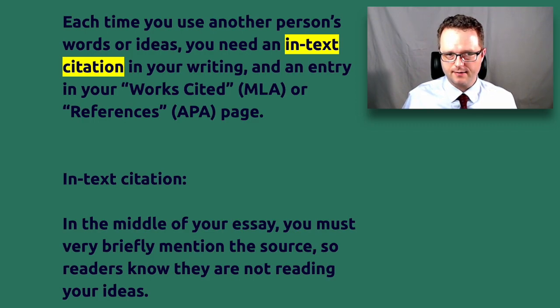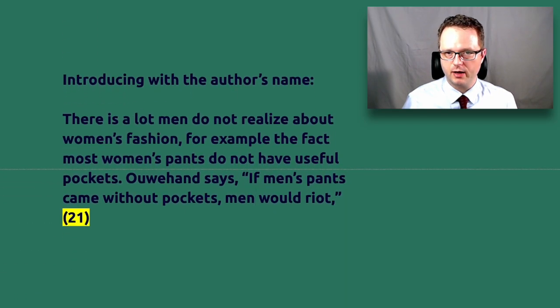In your essay, you need an in-text citation. And then at the end of your essay, in MLA style, it's called a works cited page. And in APA style, it's called a references page. But they're the same. So first we're going to look at an in-text citation. In the middle of the essay, you very briefly mention the source, just so readers know they're not reading your ideas. And you can do this by using language that introduces the writer.